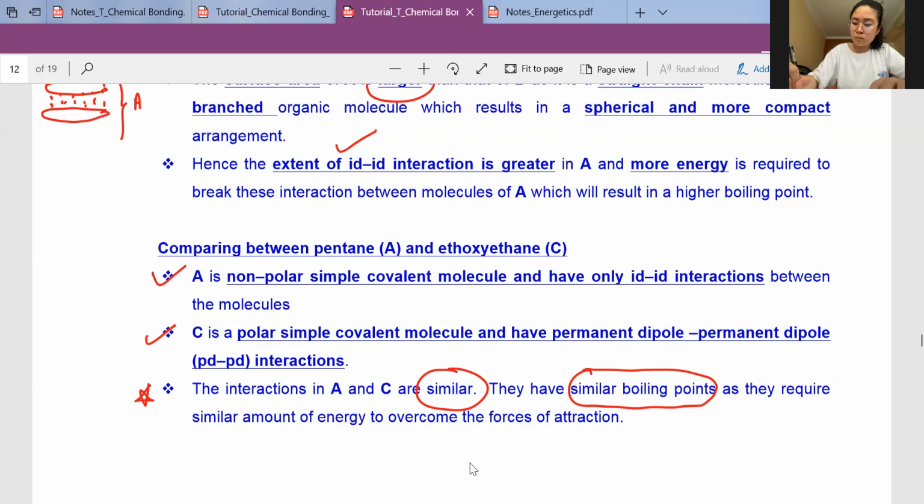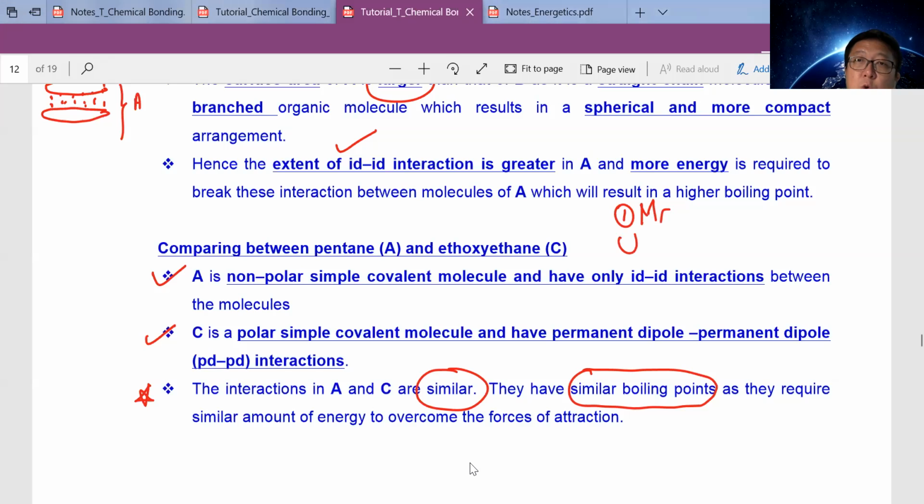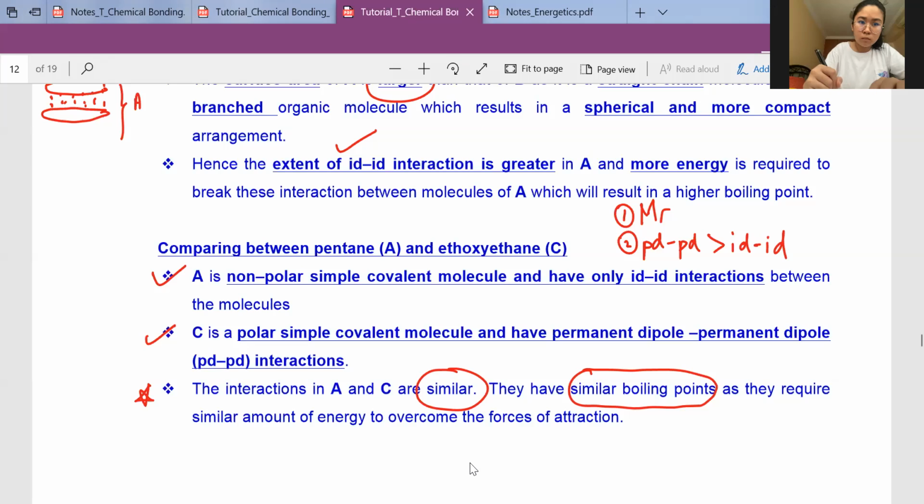Correct one: the MR factor and the PD factor. Right or not? Number one is the MR factor. Number two is PD greater than ID. You're right, no problem. But this question asks you to explain data, not predict data and explain. It does not ask you to predict boiling point. So you must tweak the question answer to fit your need.